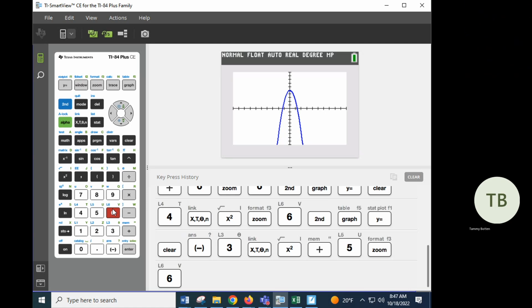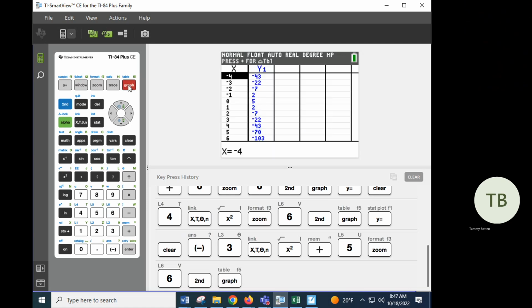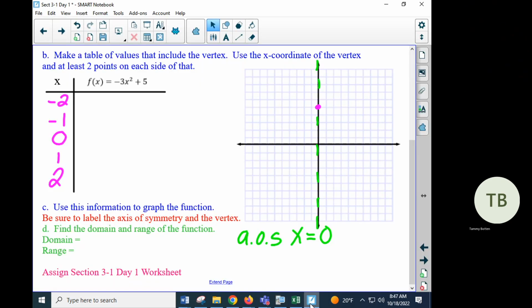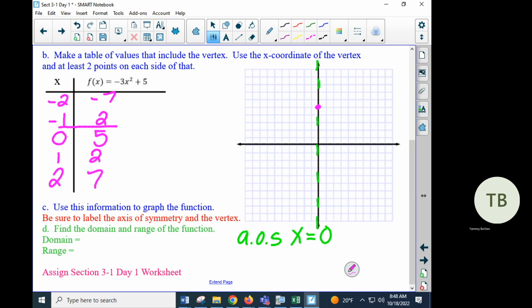And then what we're going to do is look at our table. So I can go second table. And the points I want are from -2 to +2. Okay, so if I go back, these points are going to be -7, 2, 5, 2, -7. This is my vertex. So at 0, 5, this is my vertex and it's opening down. So I'm going to label my vertex above it. I can tell it's opening down because of that negative in front of x squared.